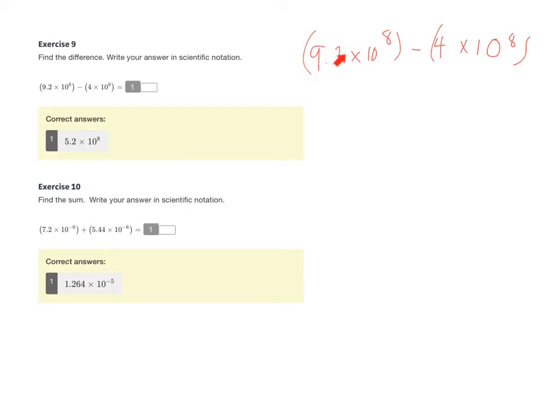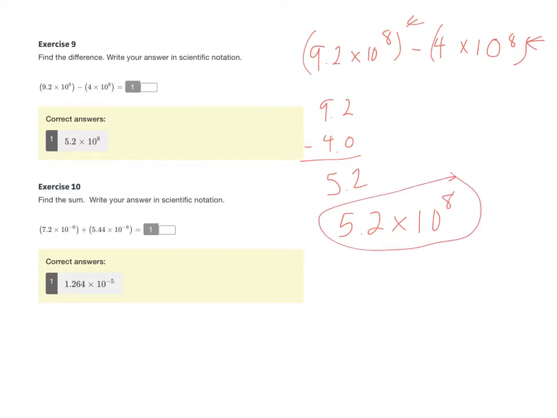And then we have these constants in front. So we are going to subtract those. So I got 9.2 minus 4. 2 take away nothing is 2. 9 take away 4 is 5. So we got 5.2. 5.2 times 10 to the, and since this is 10 to the 8th and this is 10 to the 8th, your answer will be 10 to the 8th. That's how you do 9.